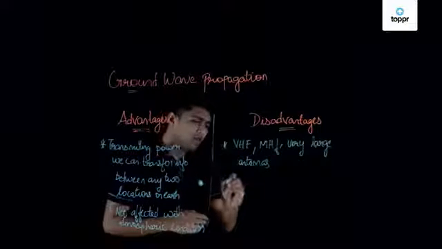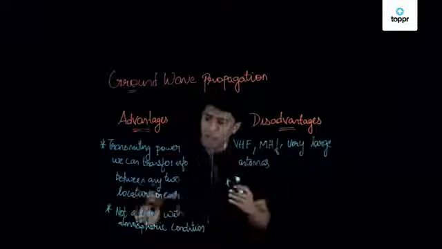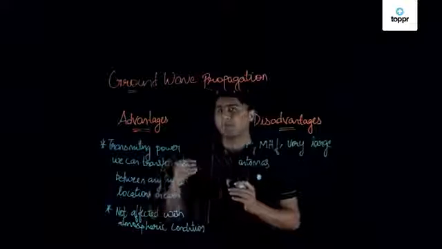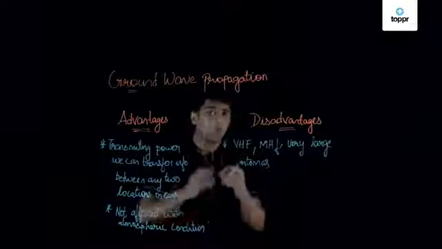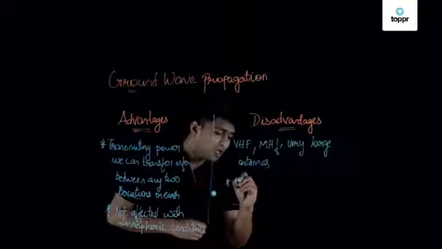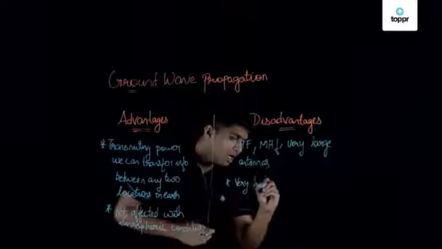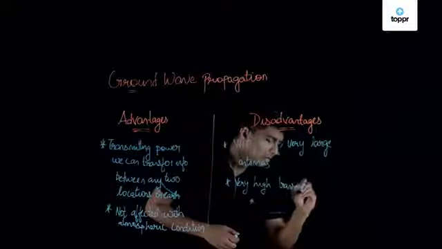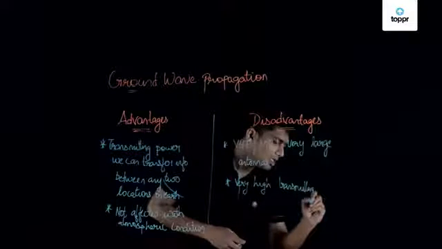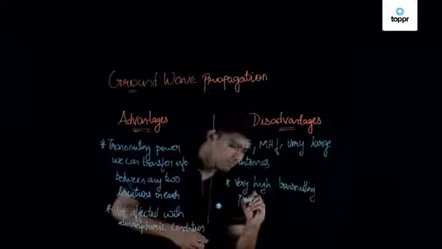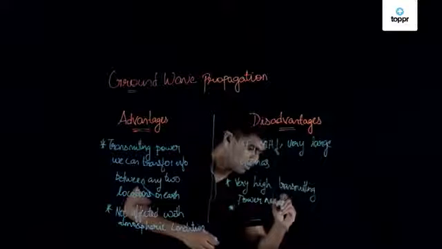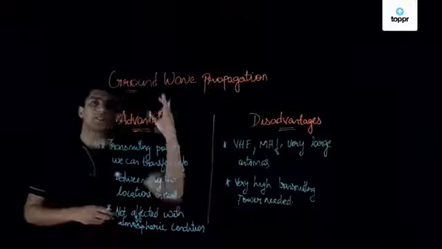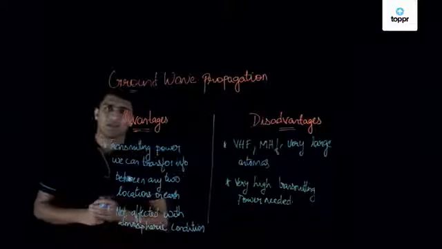Next will be the same thing we mentioned about transmitting power. If we are giving a proper transmitting power, then we can transfer information between any two locations, right? Which means a very high transmitting power is needed. Okay, so these are basically the advantages and disadvantages of ground wave propagation.